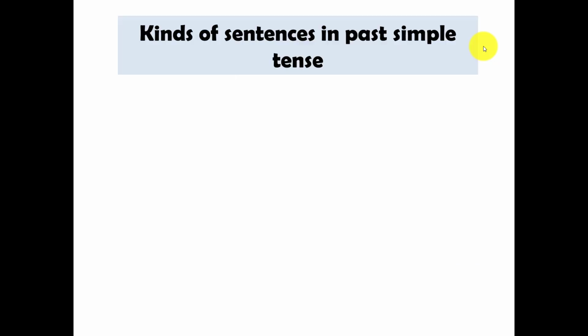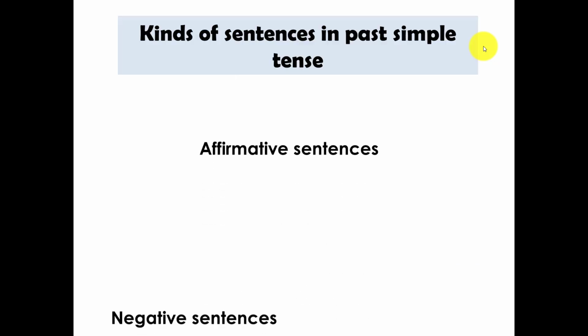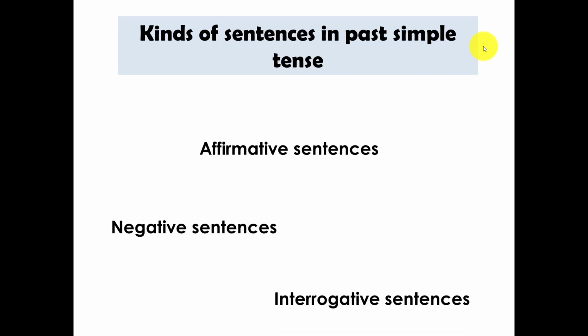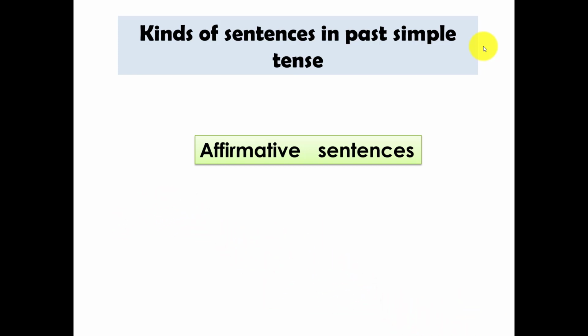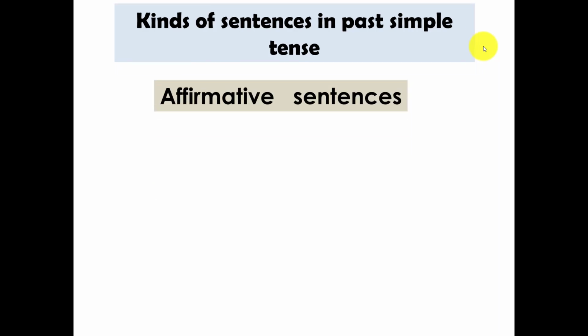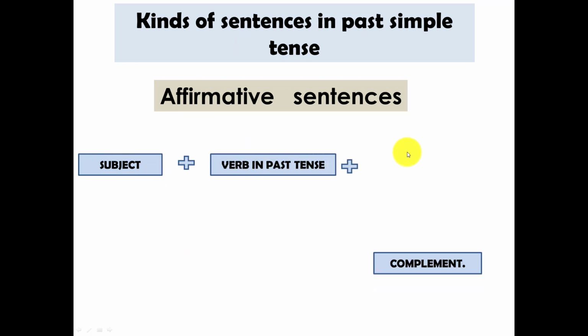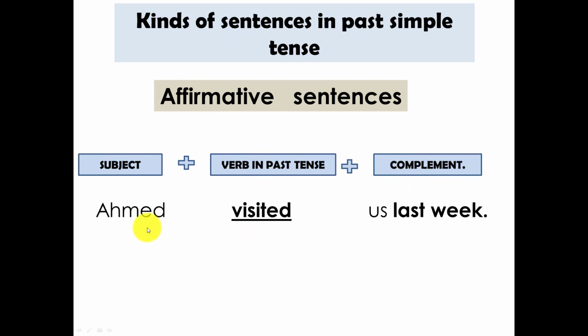Kinds of sentences in past simple. We have affirmative sentences, negative sentences, and interrogative sentences. For this lesson and this video, we're going to deal only with the affirmative sentences. And in the next video or next lesson, we are going to see part 2, dealing with negative and interrogative. Let's see now the structure of affirmative sentence. In affirmative sentence, we need to have a subject plus verb in past tense and a complement. For example, Ahmed visited us last week.